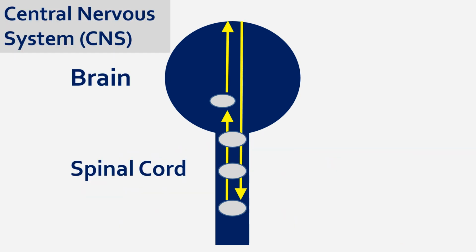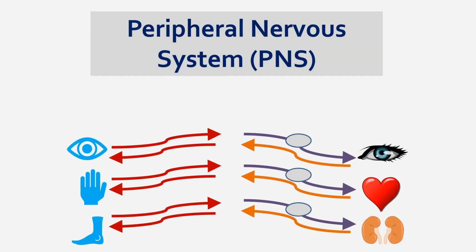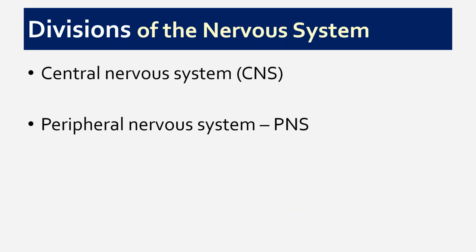There are two main divisions then of the nervous system. The central nervous system is basically just the brain and the spinal cord, and the peripheral nervous system is everything outside the spinal cord. So the neurons, the motor neurons, the sensory neurons that control the muscles, and the neurons of the autonomic nervous system. Here is a text summary of the divisions of the nervous system, central and peripheral. Brain and spinal cord is the central nervous system.